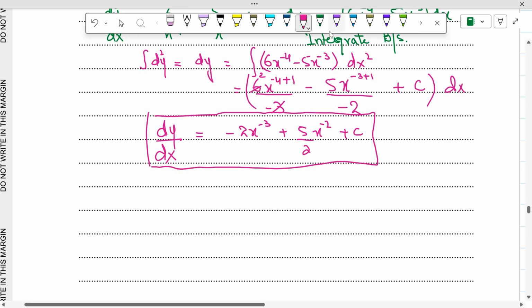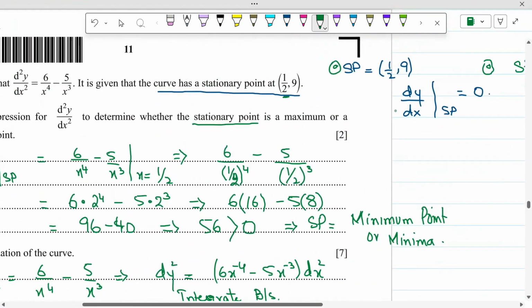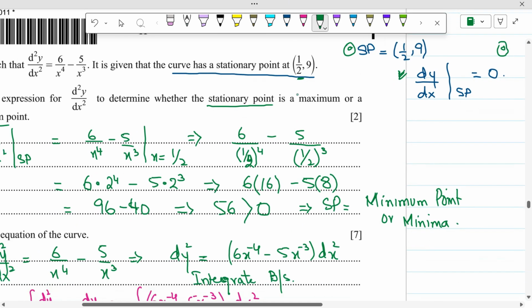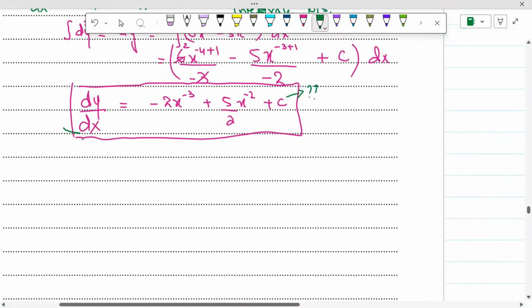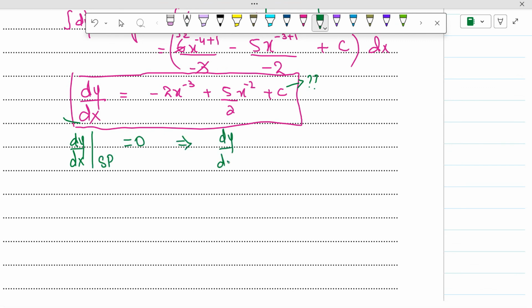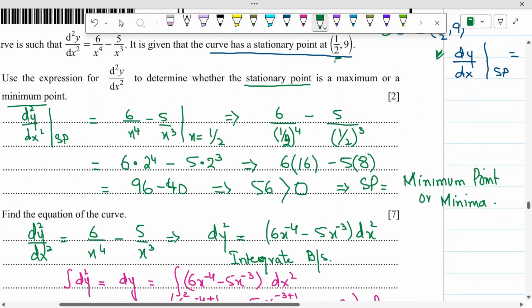Okay, this is a derivative equation, but there is an unknown c, so we need to find this constant. How can we find it? We can find it by using this information. We know that the derivative at the stationary point is 0 and the stationary point is given. So when we plug the stationary point into the derivative equation, we get the value of 0. So the derivative at the stationary point is equal to 0. So we can plug in dy over dx at x equal to 1/2, the x coordinate of the stationary point.